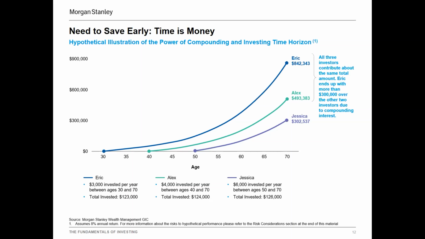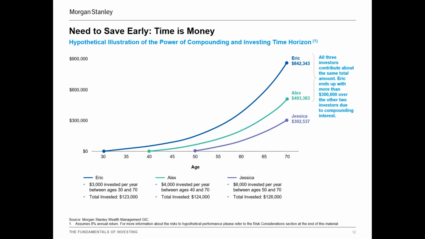Eric, as you see, is in the navy blue there. Eric invests $3,000 a year between the ages of 30 and 70 for a total of $123,000 invested. Assuming that Eric earns 8% per year, he will have a total of $842,343 at age 70. Jessica, who's in purple there, she waits until age 50 to start investing.